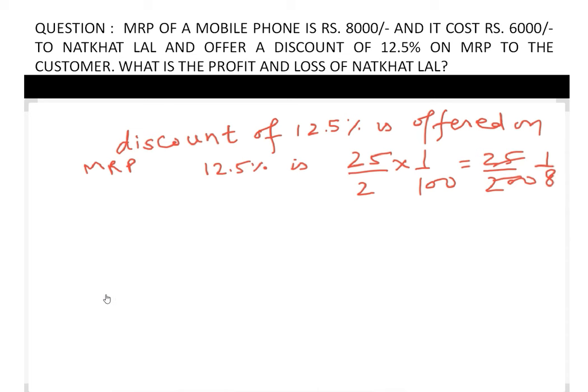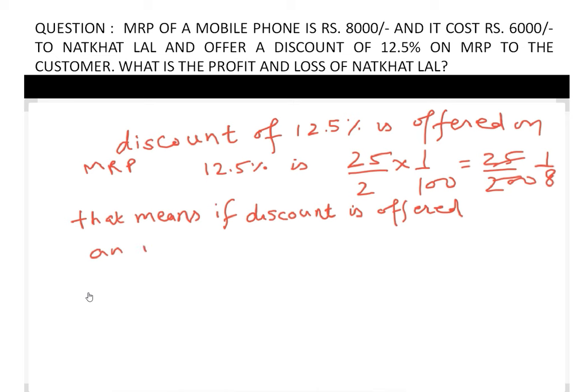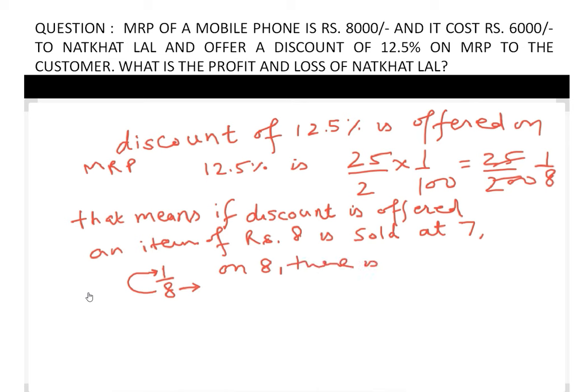So what will be the final price? Final price will be 8 minus 1 upon 8. It will come out to be 7 by 8. But the actual MRP is 8,000. So multiply 7 by 8 into 8,000. Then the selling price will come out to be 7,000. So here we are writing this discount of 1 by 8.